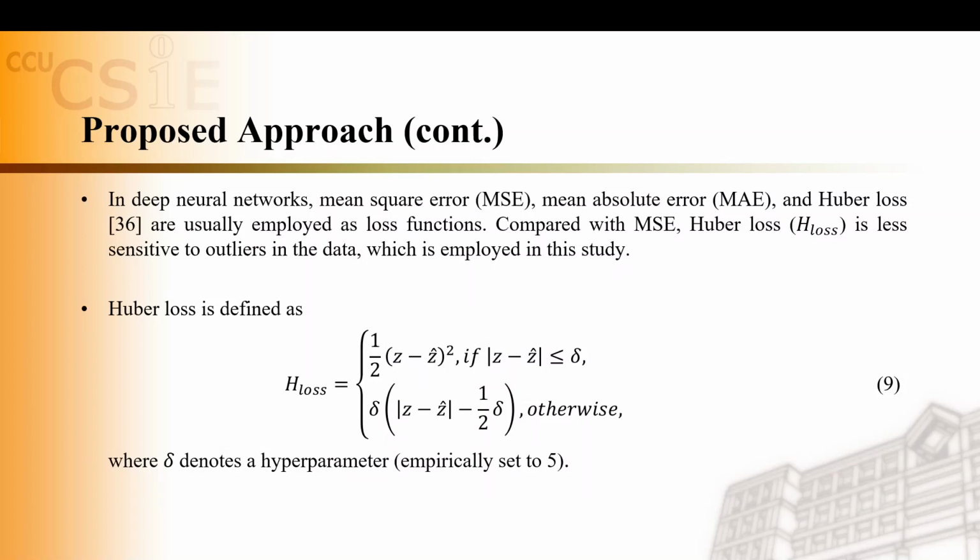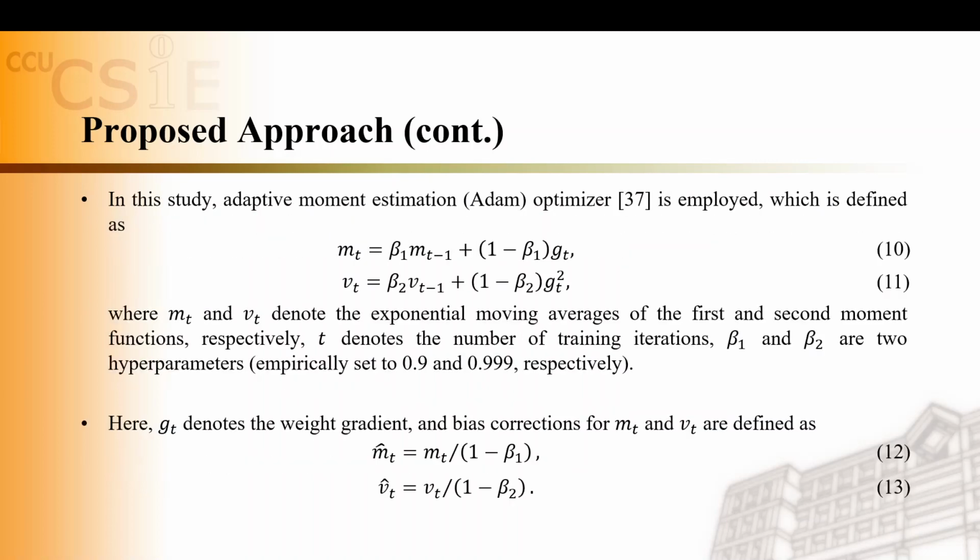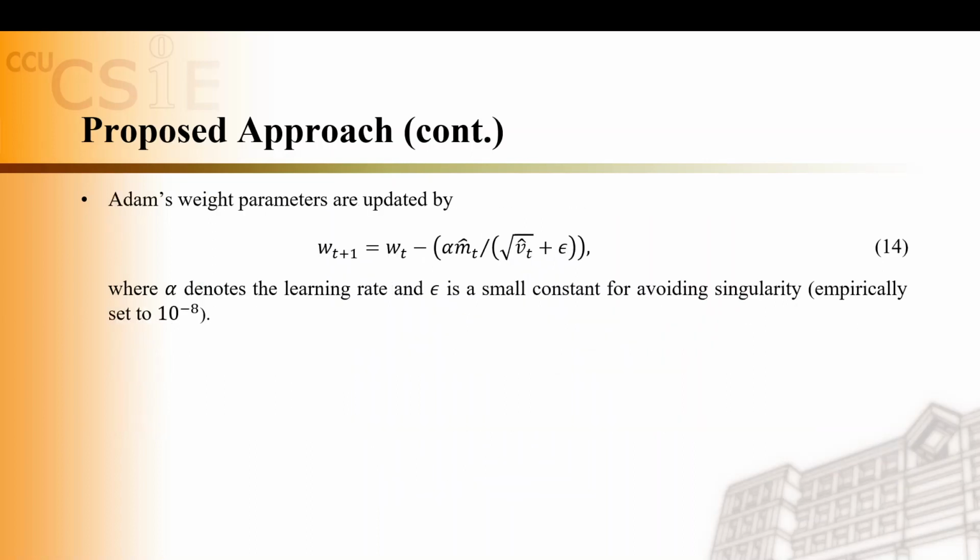In deep neural nets, mean square error, mean absolute error, and Huber loss are usually employed as loss functions. In this study, Huber loss is employed and defined as equation 9. In this study, the adaptive moment estimation ADAM optimizer is employed, which will be described in equations 10, 11, 12, 13, and 14.